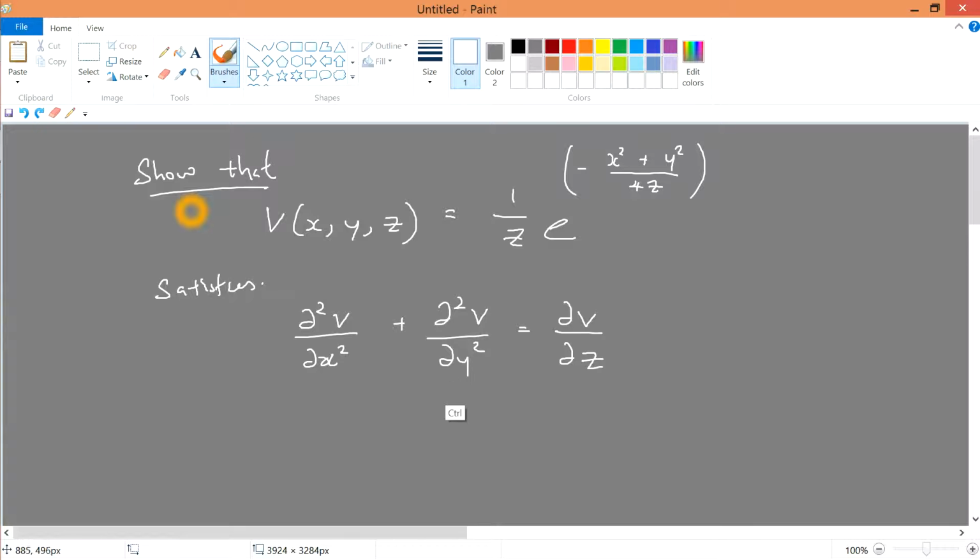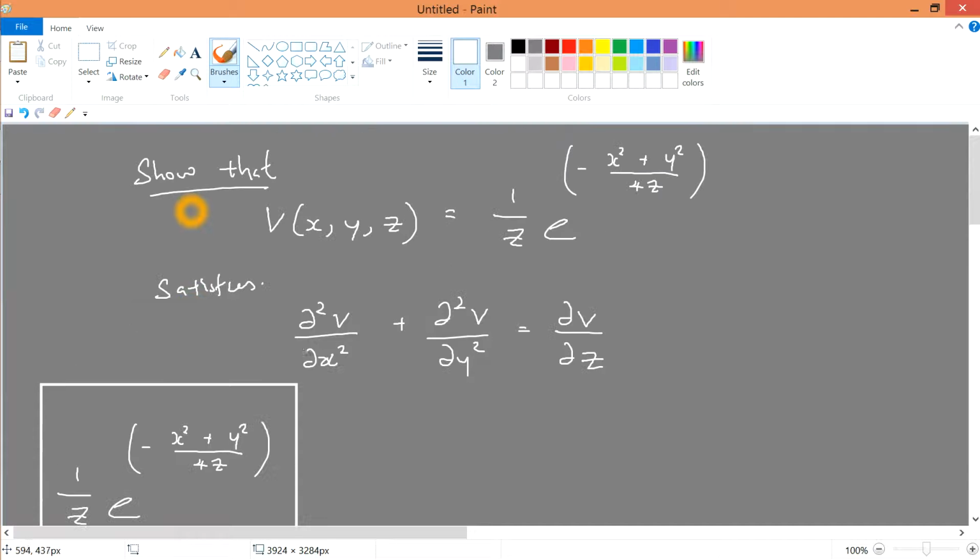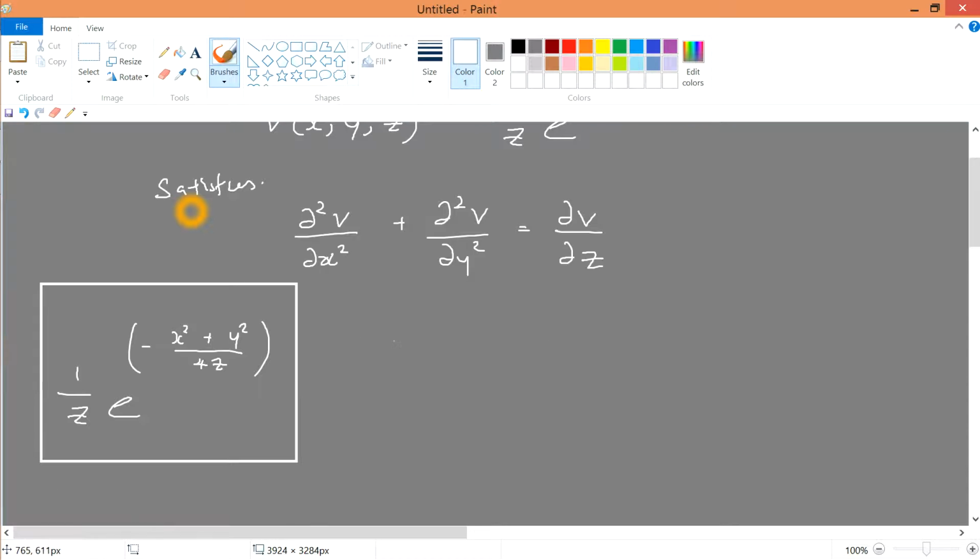So in order to prove it, what I would suggest is that I've pasted the function here so that it's easier for me to actually click. So now I'm gonna elaborate on this. Right? So I'm gonna differentiate 2 times in terms of x and differentiate 2 times in terms of y, and show that it is equal to when I differentiate the function in terms of z.